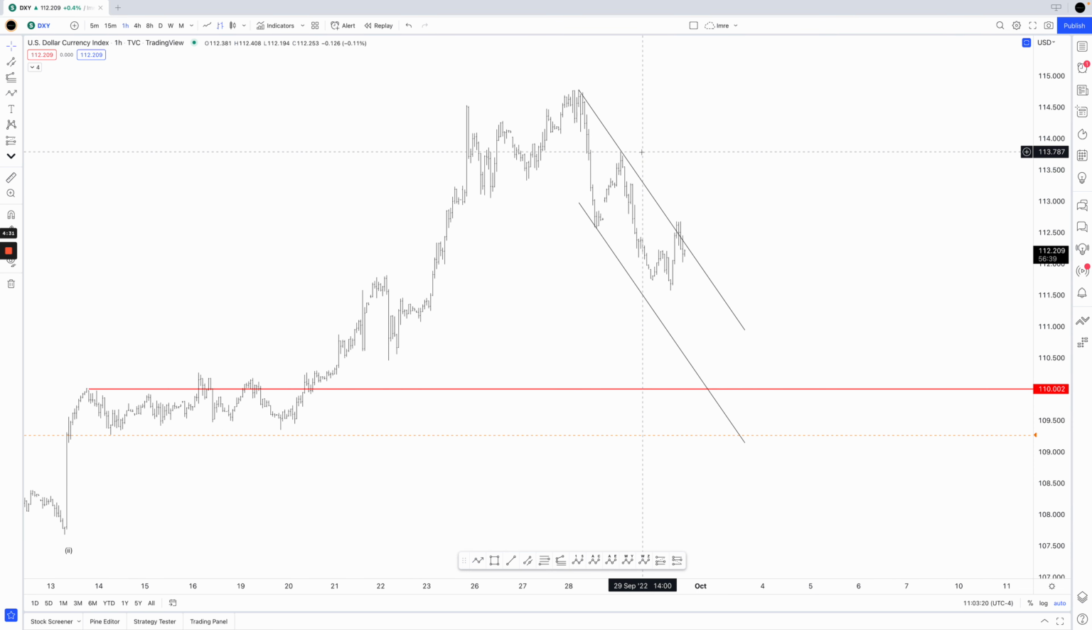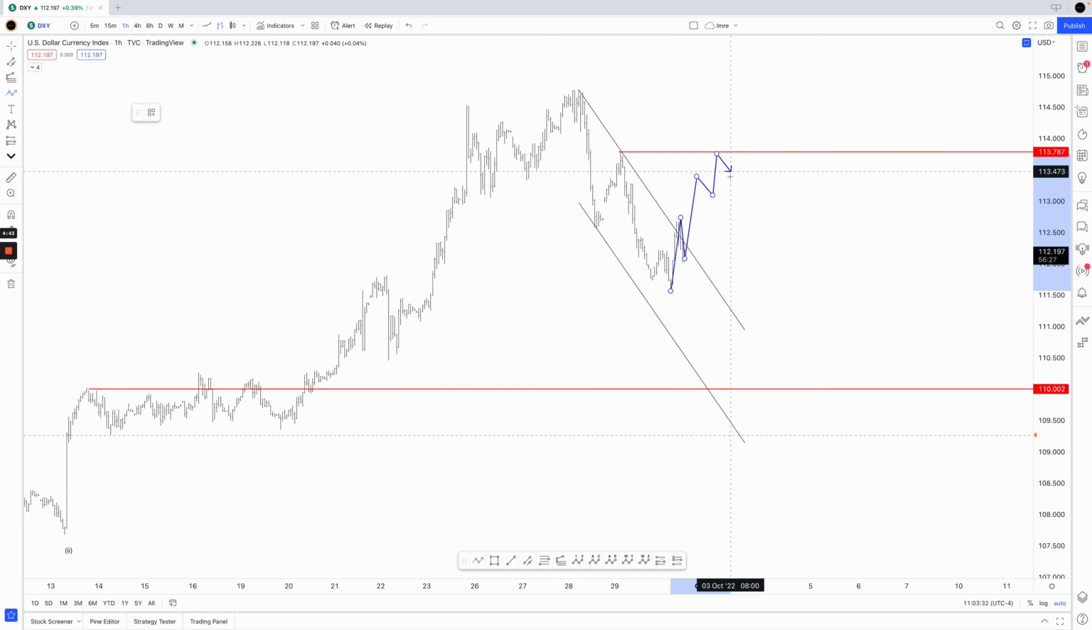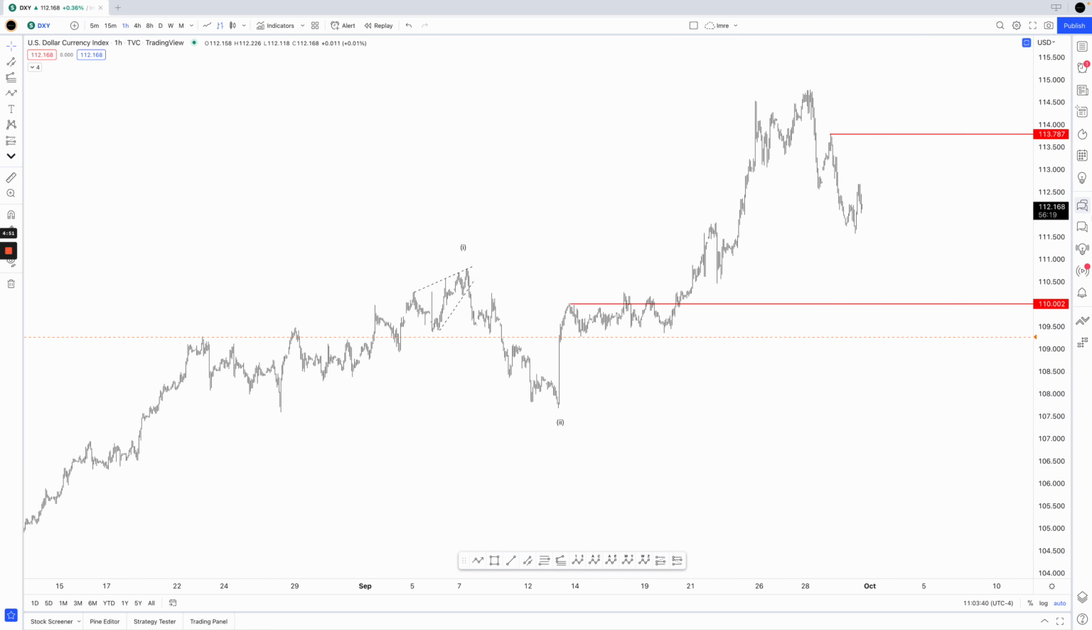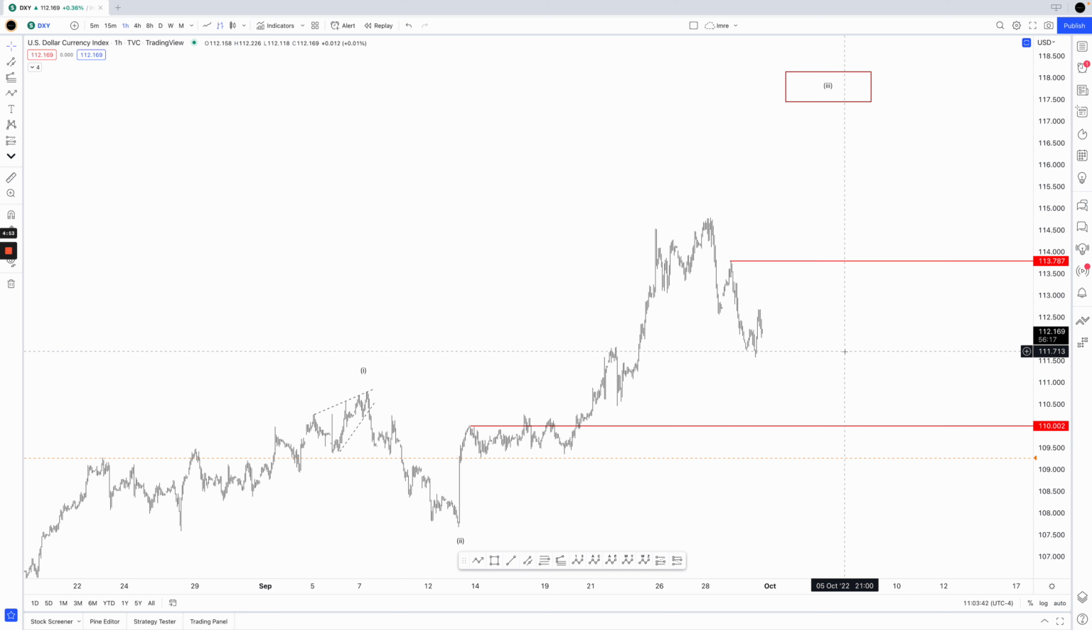What would give me confidence that count is correct? A couple of things. One, if we take out 113.78, in other words the B wave high here, or if we get a 1, 2, 3, 4, 5 followed by a 3-wave setback. That would also give me confidence that the dollar index has bottomed. Either way, I think we should be looking for opportunities to buy the dollar rather than to sell it.